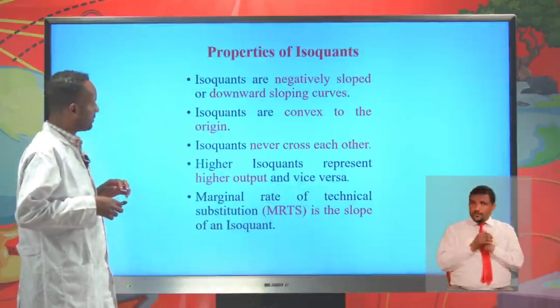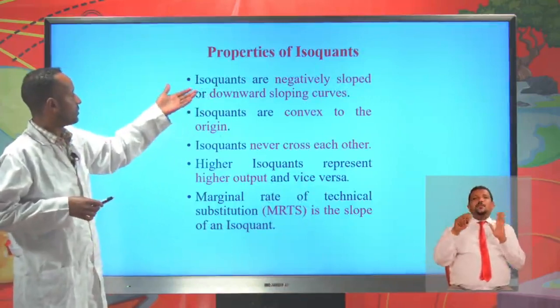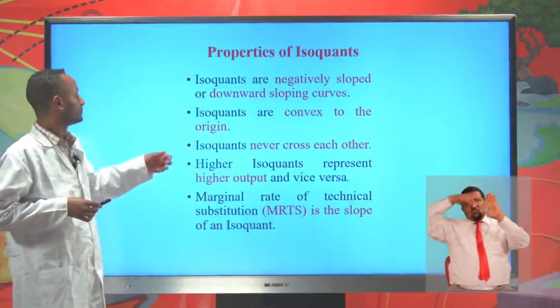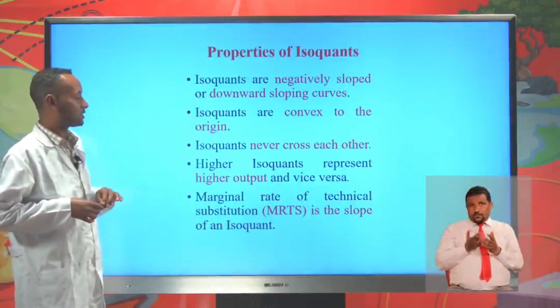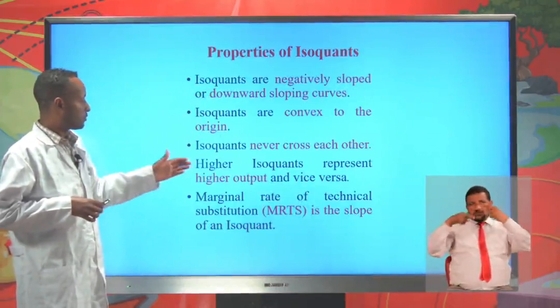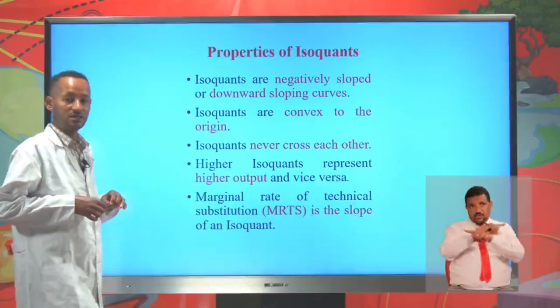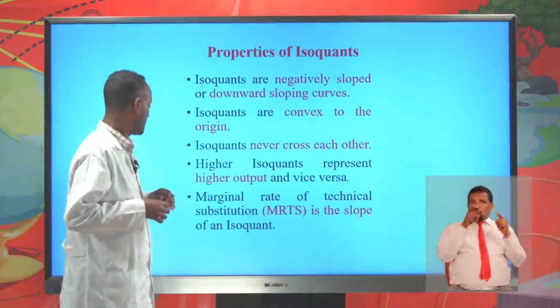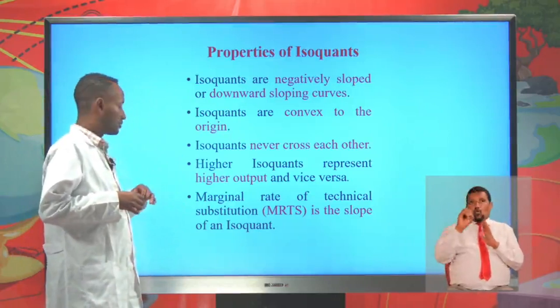Okay, this is about the properties of isoquants. Isoquants are negatively sloped or downward sloping curves. Isoquants are convex to the origin. Isoquants never cross each other, and higher isoquants represent higher level of output and vice versa. Vice versa means the opposite holds true. That means lower isoquants represent lower outputs.